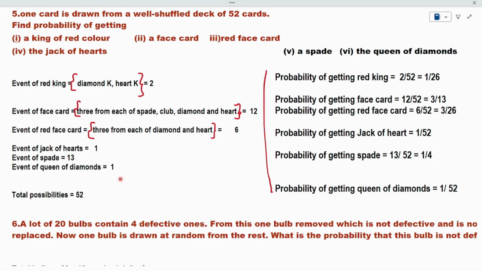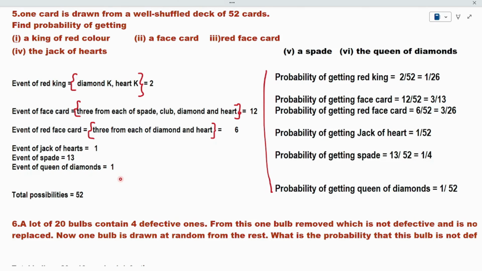So in this manner, we need to find out the event of the question which he is asking. To solve any problem on the deck of cards, we always need to remember how many cards are there, how many types of cards are there, how many face cards are there, how many red cards are there, how many queens are there, how many kings are there. We need to remember always. Then only we are able to solve the problem.